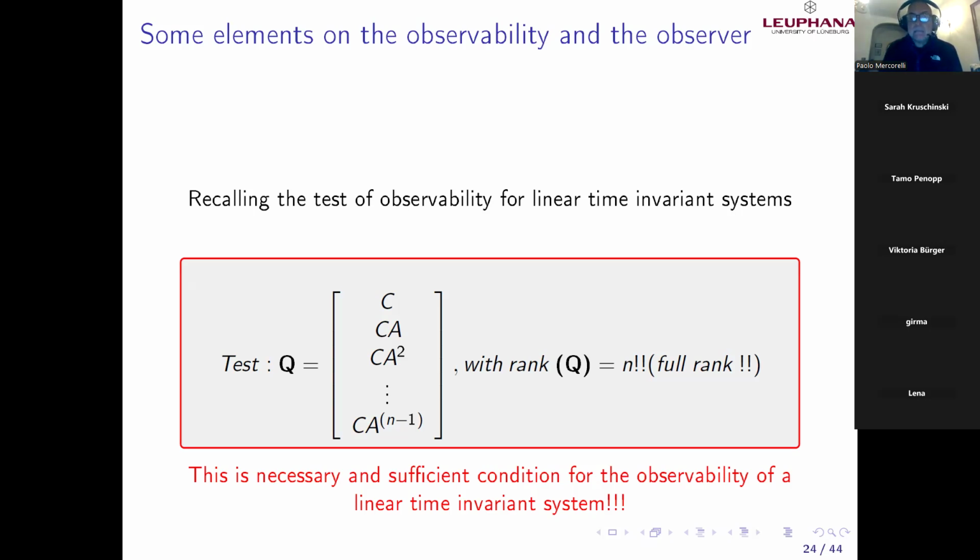But let me go ahead. What I would like to say is that the test says that the matrix Q, which is built in this format here, says that the system is observable if the rank equals n. I don't know if you remember the concept of the rank of this matrix. N is the number of states, full rank.